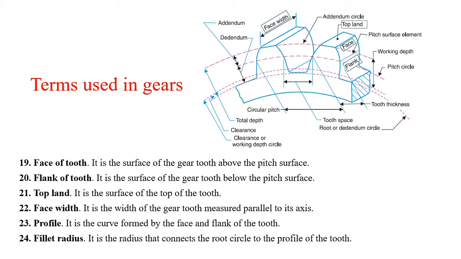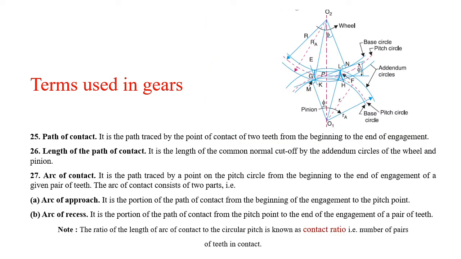It is called as a fillet radius. Next, path of contact. It is the path traced by the point of contact of the two teeth from beginning to the end of engagement.